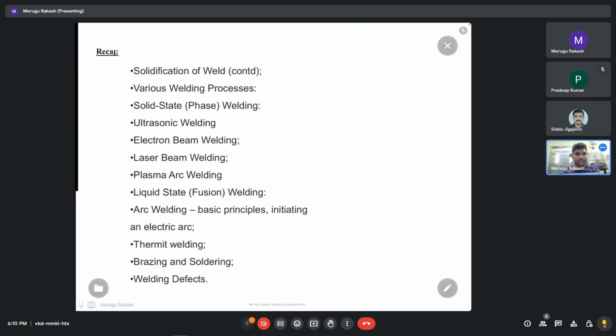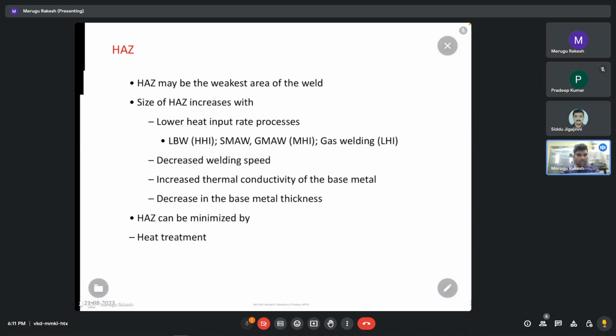Then there is arc welding, a good discussion on arc welding, followed by the other types of welding process. This was the last topic, the heat affected zone. We also discussed which is the weakest area of the weld.